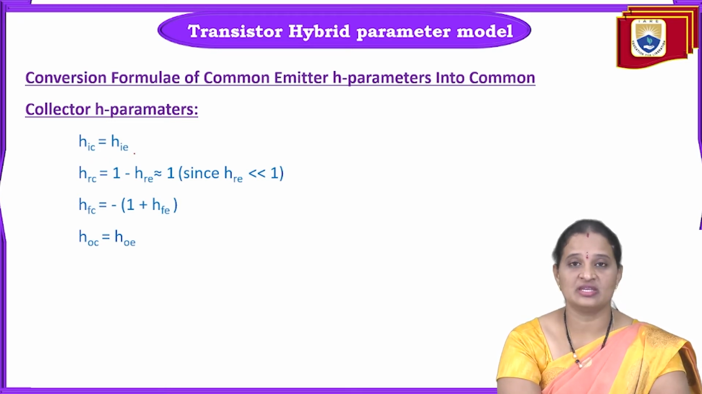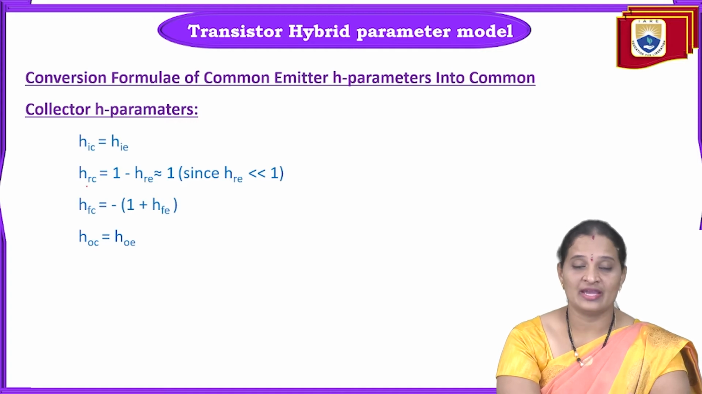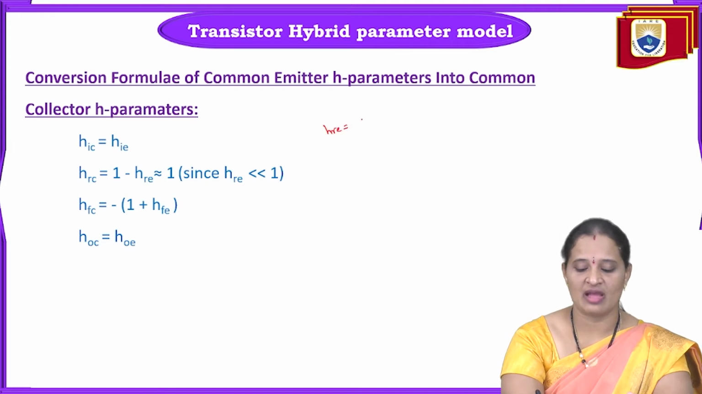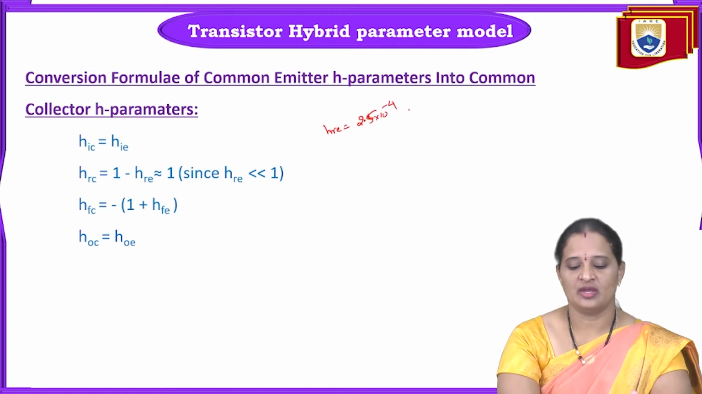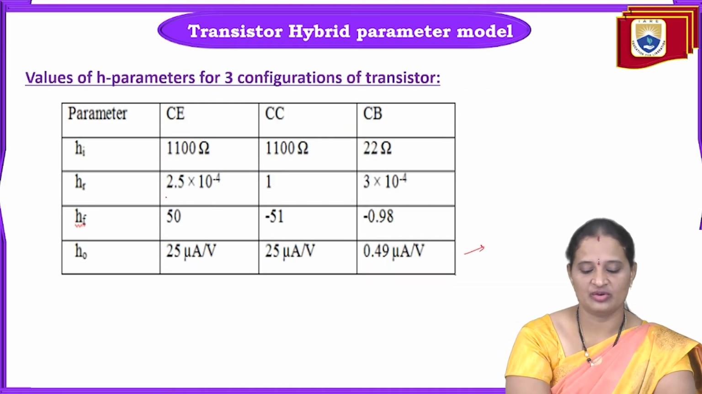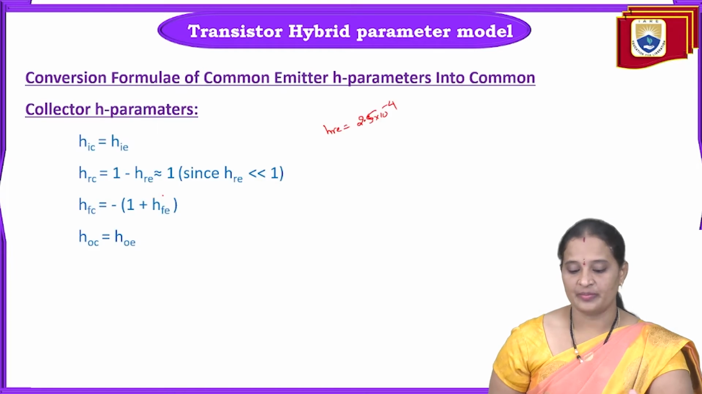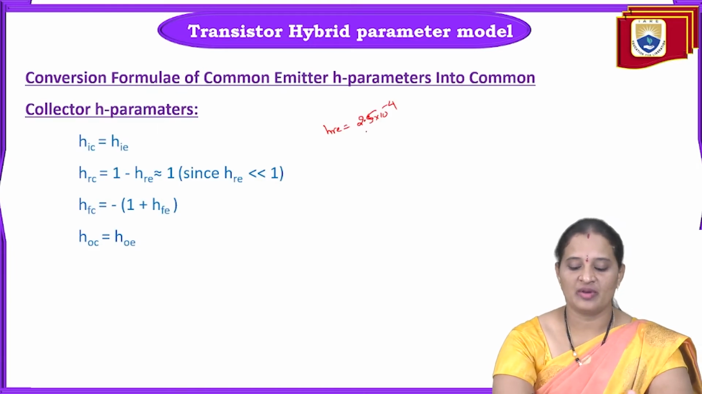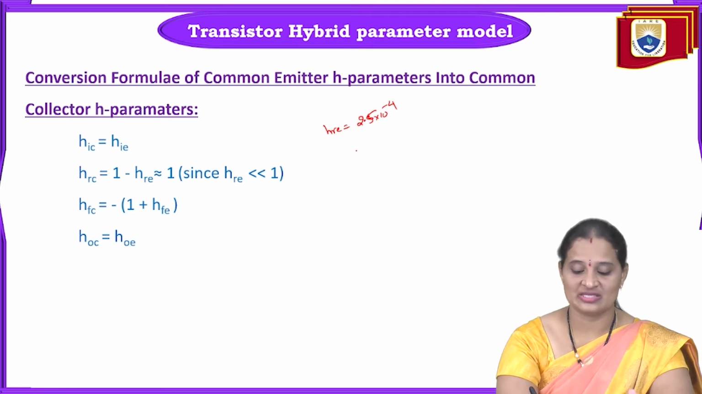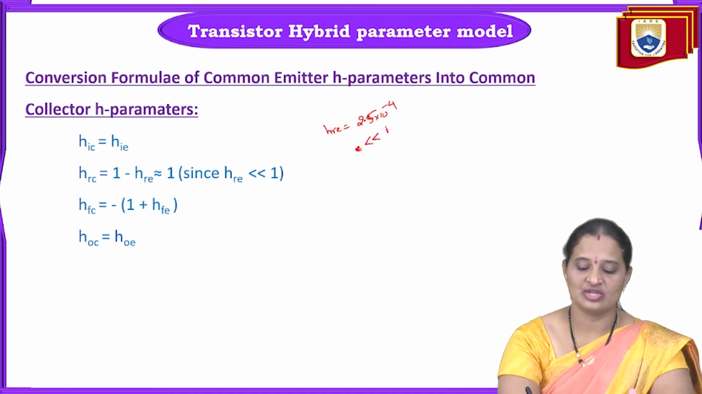HIC is equal to HIE, and HRC is equal to 1 minus HRE, where we already know the typical value of HRE is 2.5 into 10 to the power of minus 4. This is the HRE value. Just now we have seen 2.5 into 10 to the power of minus 4. So 10 to the power of minus 4 means 0.0002. That means it is very much less than 1.